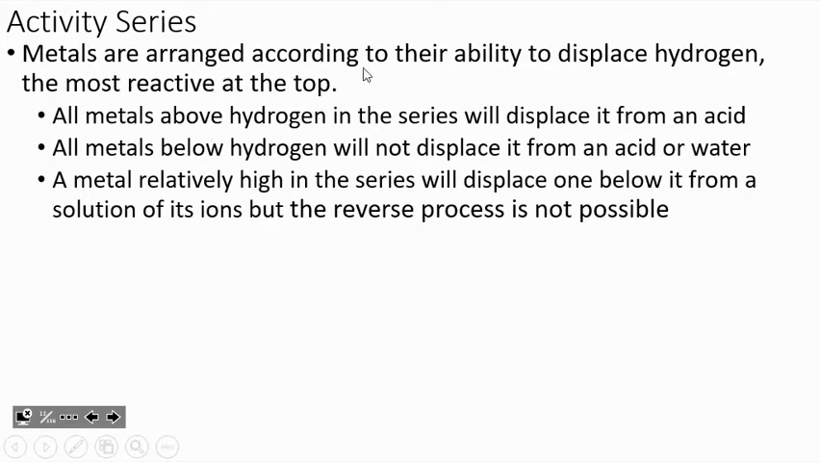Again, metals are arranged according to their ability to displace hydrogen. Most reactive are on top. Your alkaline metals tend to be towards the top, and stuff like silver, gold, things that don't react with water tend to be towards the bottom. And if you think about the things that we have in real life that interact with water and don't corrode, that's an easy way to kind of build an activity series in your mind.